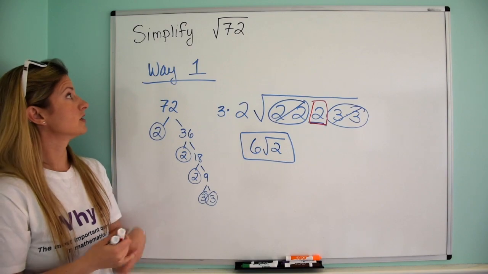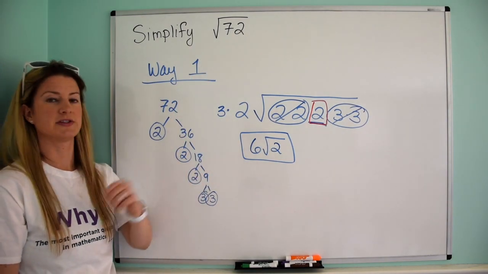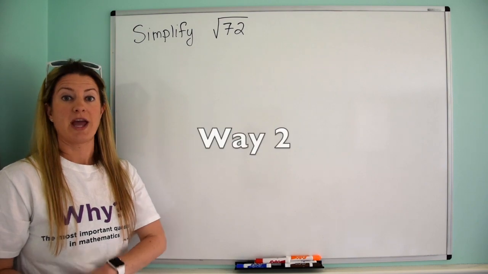Okay? So there you go. That's how we simplify the square root of 72. It's just 6 root 2. Let's talk about another way, way 2.